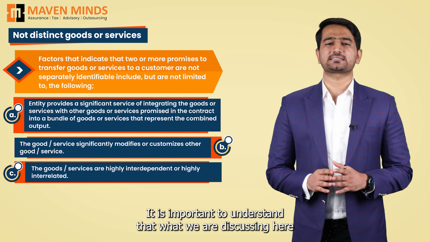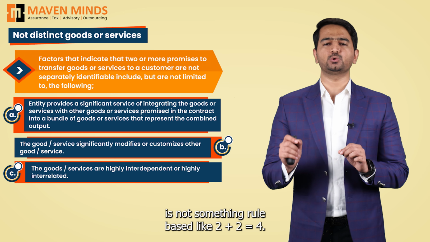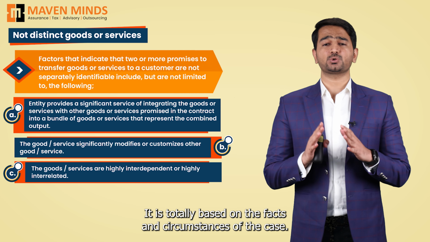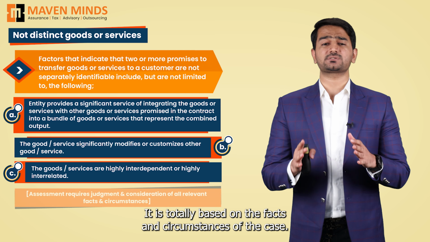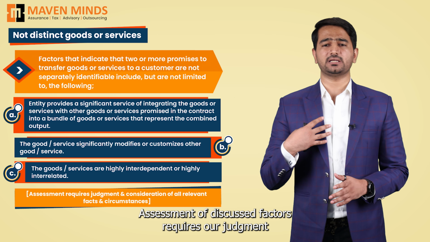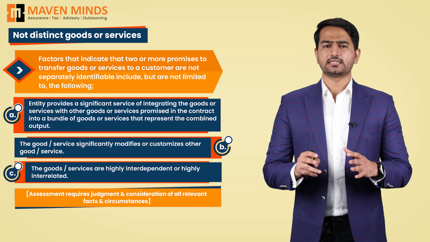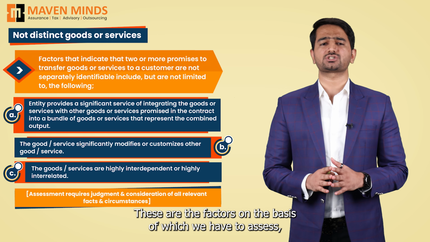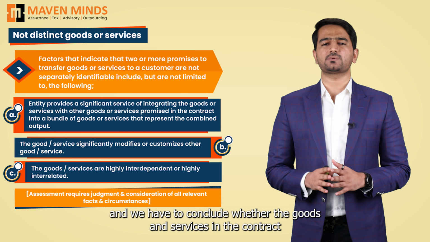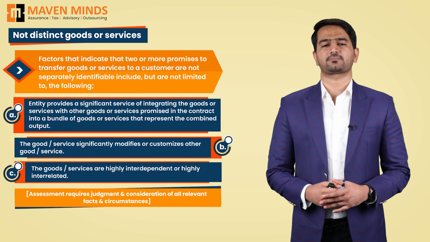It is important to understand that what we are discussing here is not something rule based like 2 plus 2 is equal to 4. It is totally judgmental. It is totally based on the facts and circumstances of the case. Assessment of the discussed factors requires our judgment and consideration of all the relevant facts and circumstances. These are the factors on the basis of which we have to assess and conclude whether the goods and services in the contract are not separately identifiable from the other goods and services.